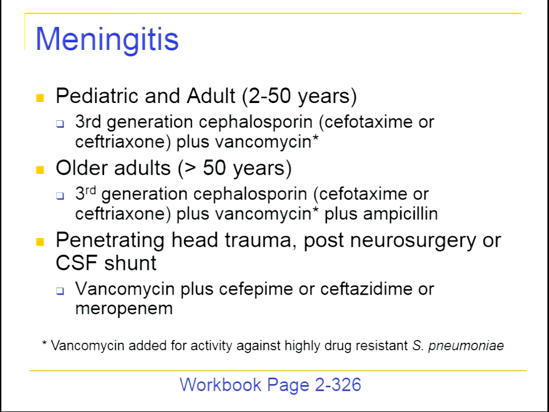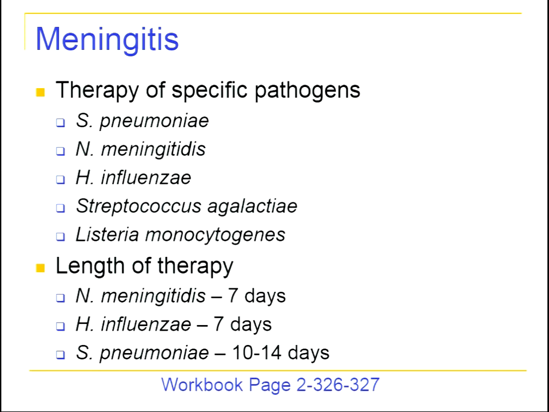The vancomycin is added in case you have a strep pneumo that's highly resistant to beta-lactams, and so you want to make sure that you have something that's active against those organisms in case that's what you're dealing with. And so that's why we start with both a third-generation cephalosporin plus vancomycin. Therapy of specific pathogens, I've listed the specific pathogens there. There's specific therapy that's listed in your handout, including duration. Duration is dependent on the organism. Neisseria meningitidis you treat for 7 days, and strep pneumo for 10 to 14 days.